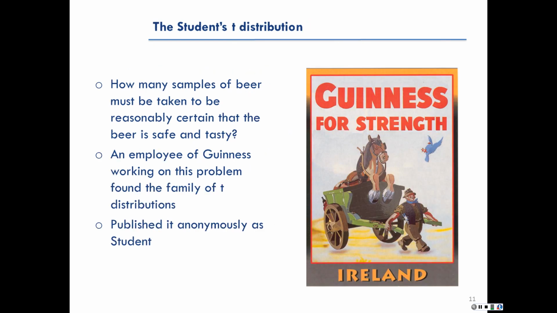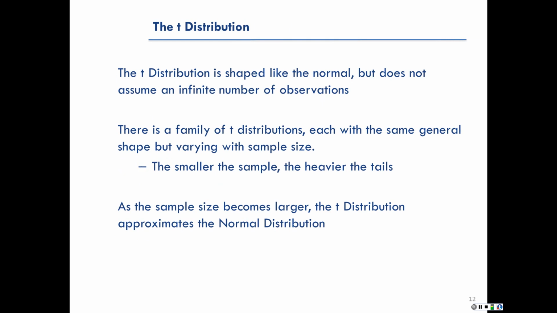And so, interestingly enough, the t-distribution, also referred to as the student's t-distribution, this methodology was originally developed because employees at Guinness had a question about how many samples of beer must be taken to be reasonably certain that the beer is safe and tasty, something that I know is of great concern to all of us. And so the employee at Guinness working on this problem discovered the family of t-distributions and published it anonymously as student. So we should be thankful to Guinness, I guess, for more than one reason. All right, so moving on.